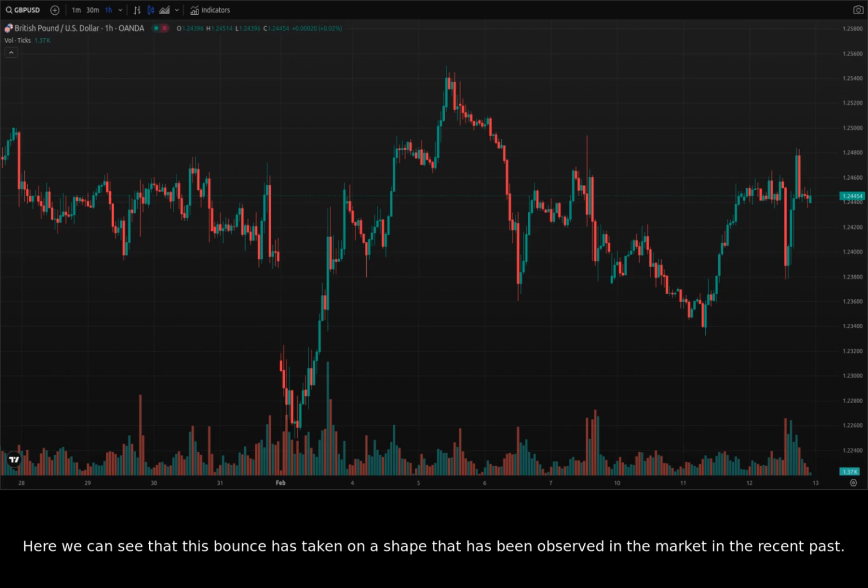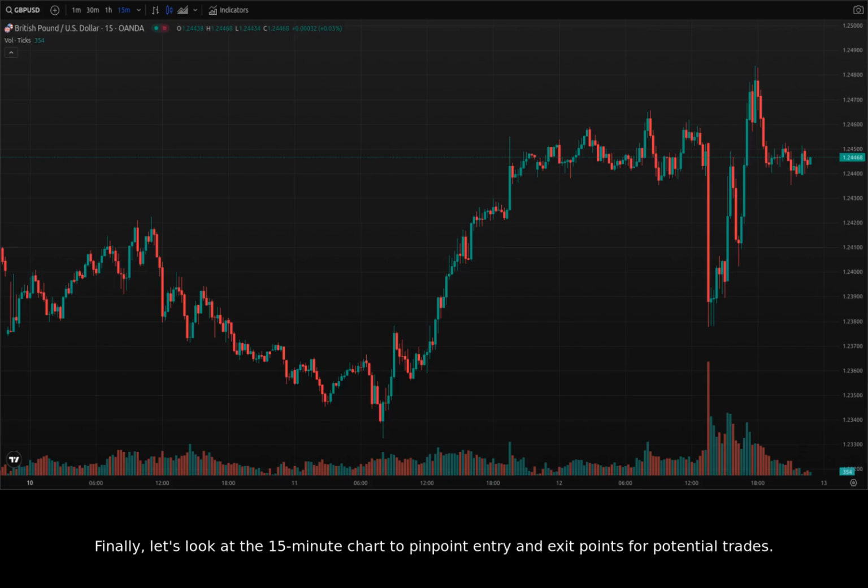Here we can see that this bounce has taken on a shape that has been observed in the market in the recent past. The short-term price action suggests the support level of 1.25 is relatively strong. Finally, let's look at the 15-minute chart to pinpoint entry and exit points for potential trades.